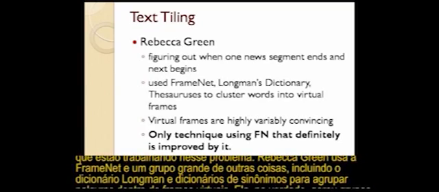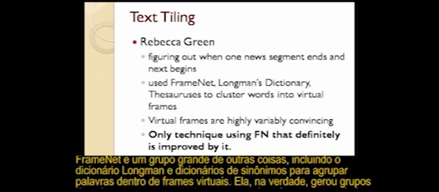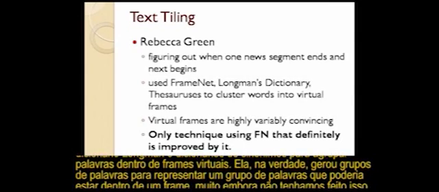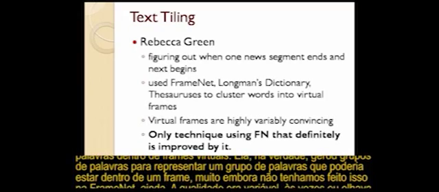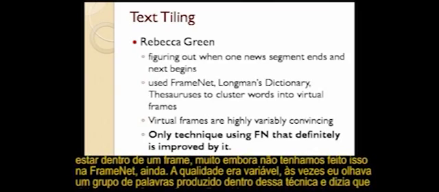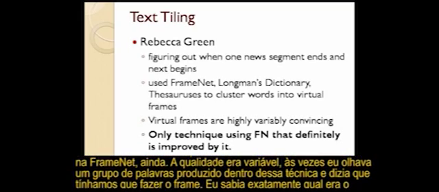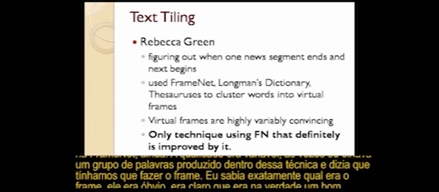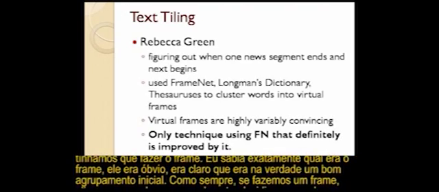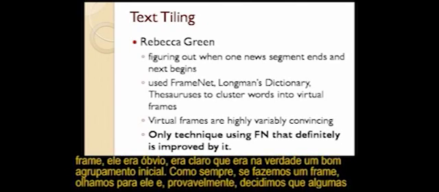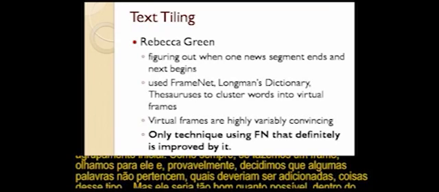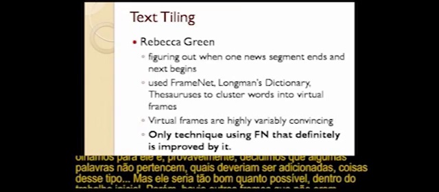And Rebecca Green used FrameNet and a whole bunch of other things, including Longman's dictionary and thesauruses, in order to cluster words into virtual frames. She actually generated sets of words that were intended to represent a cluster of words that could be one frame, even though we hadn't done it in FrameNet. The quality was extremely variable. Sometimes I would look at a group of words that were produced from this technique and go, yeah, we should make that frame. I would know exactly what the frame was, it was obvious, and it was clear that this was at least a good initial clustering, right? As always, if we made that frame, we would look at it and probably decide that one of the words didn't belong, and that we should probably add a couple others, things like this, but it would be as good as I would produce as an initial pass.